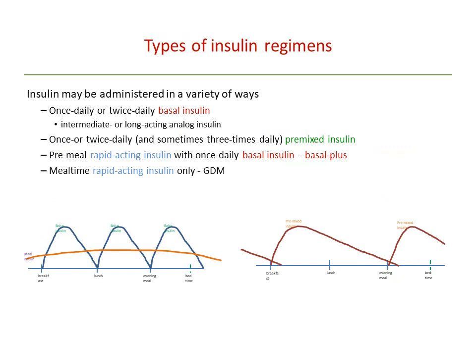Insulin may be administered in a variety of ways. In fact, you can take short-acting insulin as many times during the day as you need to. Broadly speaking, insulin is usually administered in the following ways: once daily or twice daily basal insulin, which would be either an intermediate-acting or a long-acting analog insulin; once or twice daily, and sometimes 3 times a day, premixed insulin; a pre-meal rapid-acting insulin with once daily basal insulin, which can be used in type 2 diabetes patients; or mealtime rapid-acting insulin, which is used in gestational diabetes.